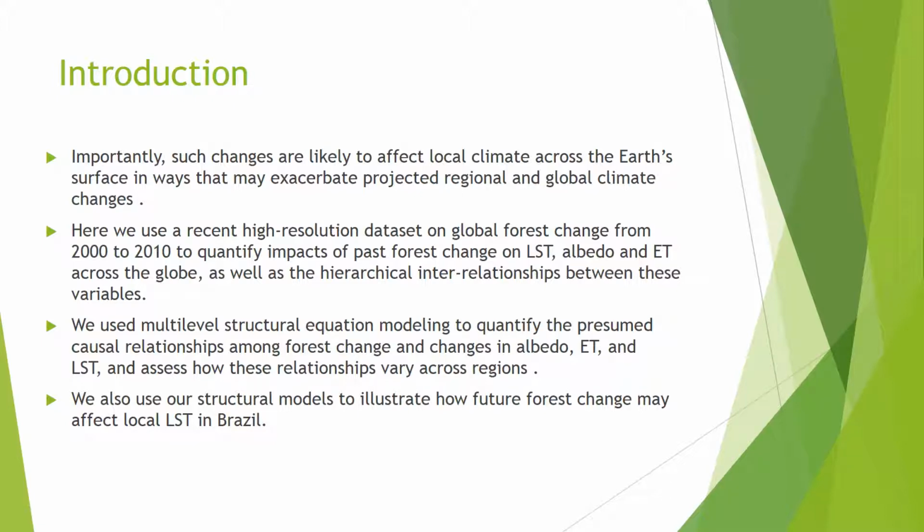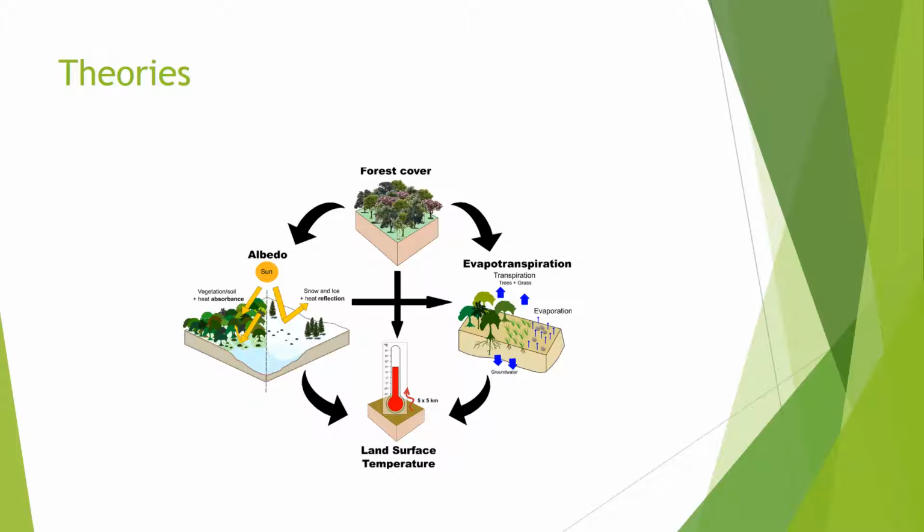Moving forward, there is a diagram I wanted to explain, which is the forest cover and how the deforestation is happening. As you know, a lot of forests are being cut, and due to that the transpiration from trees and grass is being removed, and because of the evaporation, this evapotranspiration changes, and this makes the land surface temperature rise, as well as the albedo and the vegetation and the soil heat absorb, and then snow and ice reflect, which is going to lead to global warming.